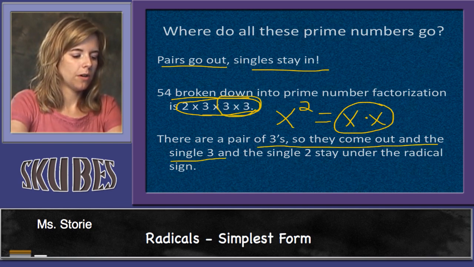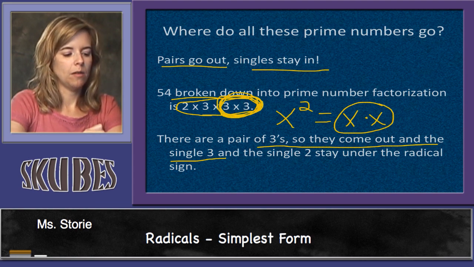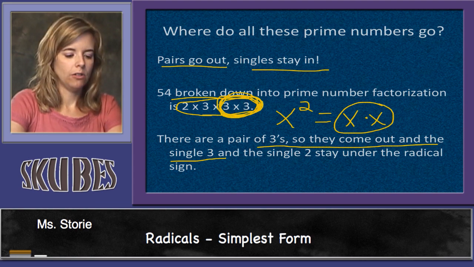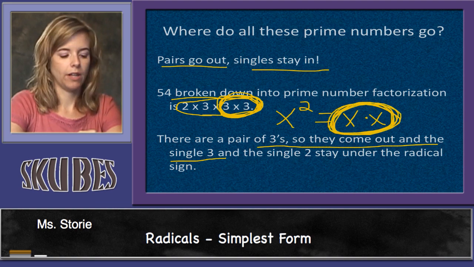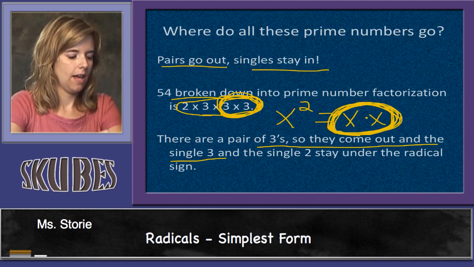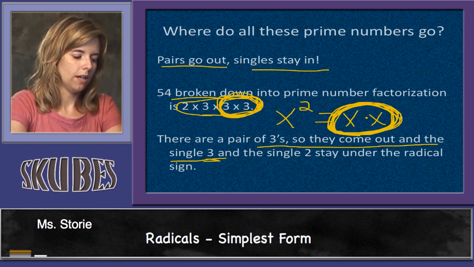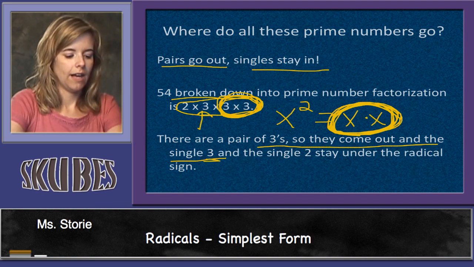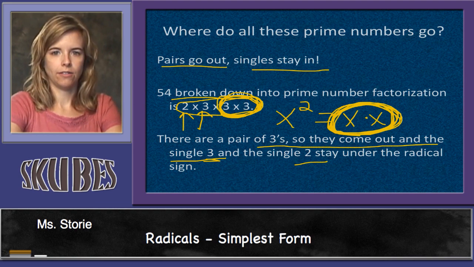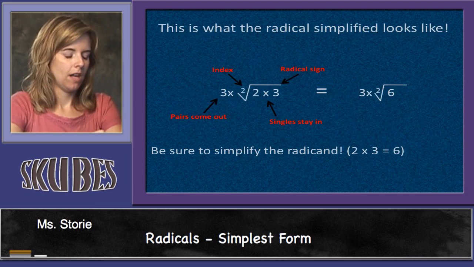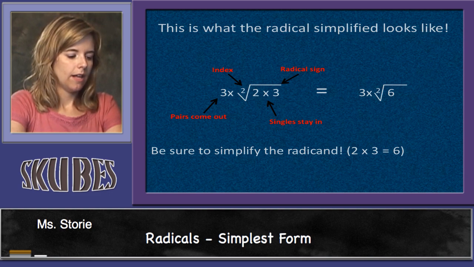So let's see, this pair right here, they can come out because it's a grouping of 2. And look, you've got a grouping of 2 x's, so those can come out of the radicand, or they can come out of the radical sign. And then we have a single 3, which is this poor guy right here, and a single 2, which is this guy right here. And they have to stay underneath the radical sign. So this is what it would look like.